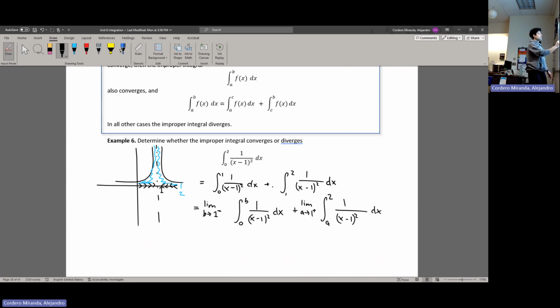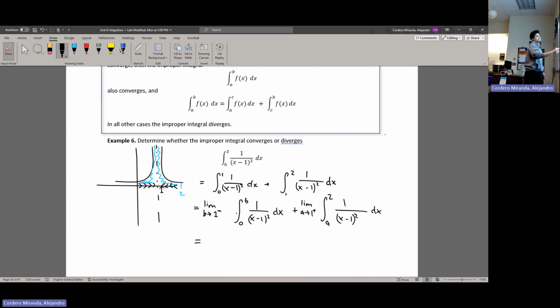All right, and then like I said, if either one of those diverges, then I'm done with the whole thing, and I say the whole thing diverges. But if both of them converge, then I add them together, and that's what it is. So let's check.